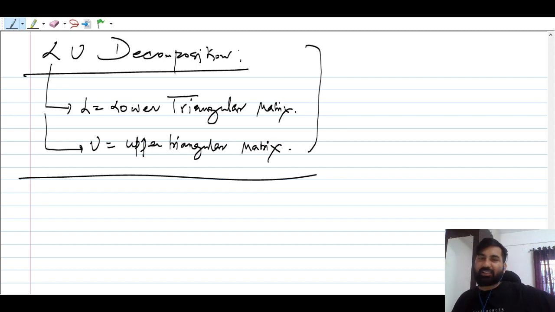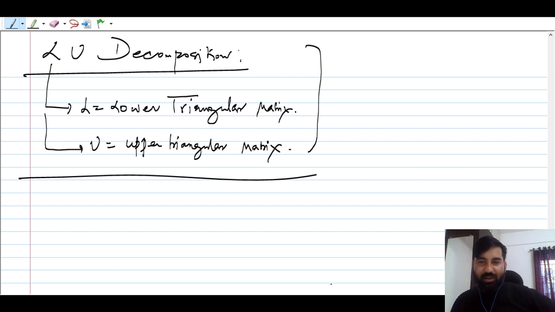So suppose any matrix A will be there, right? This is also known as LU factorization. See, any matrix will be given, you have to factorize that matrix in L and U, okay. फैक्टराइज करना है, ठीक है? आपको एक मैट्रिक्स रहेगा, उसको L and U में factorize करना है, right? L stands for lower triangular matrix, U stands for upper triangular matrix. Simple, ठीक है?